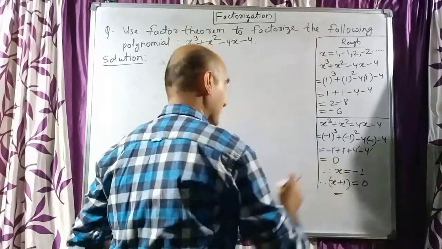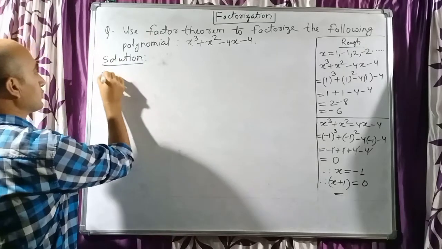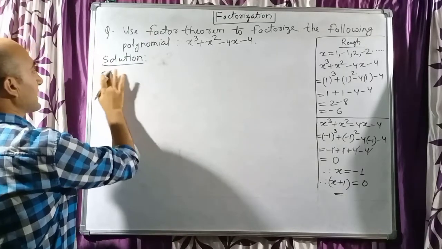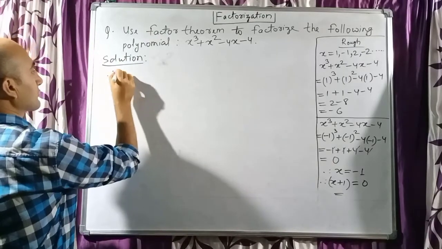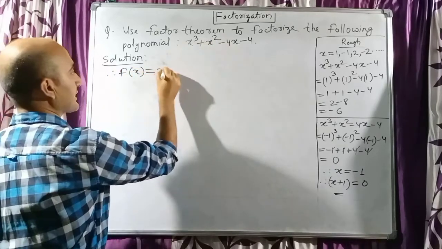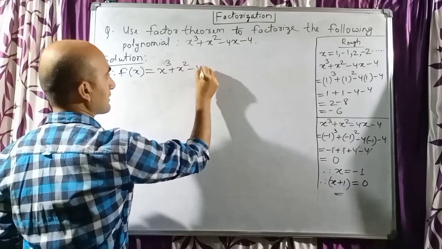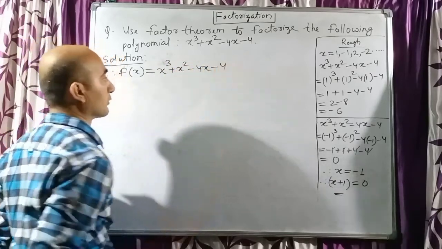Now this is rough work. This rough work you have to put in the solution. So here you start your work with: therefore f(x) equal to the same expression, f(x) equal to x cube plus x square minus 4x minus 4.